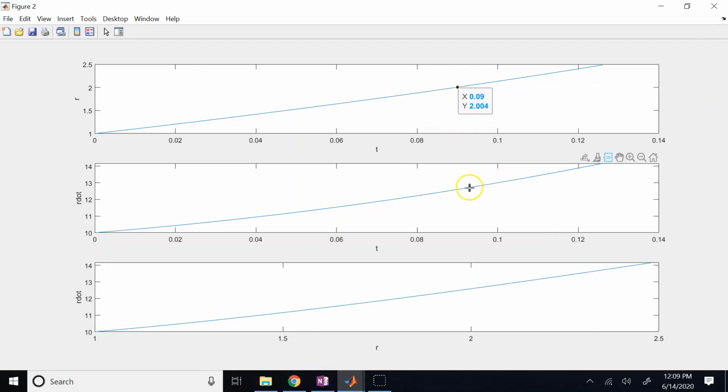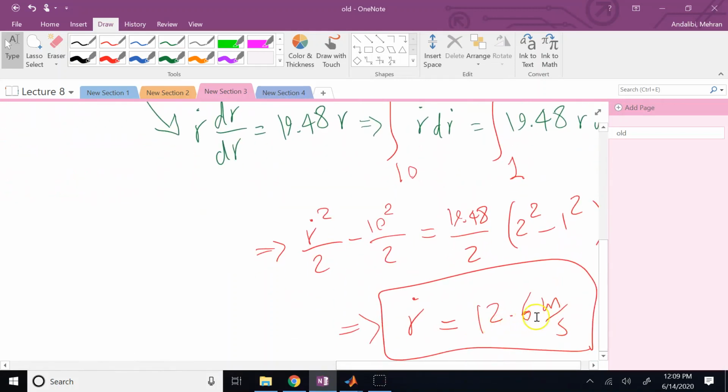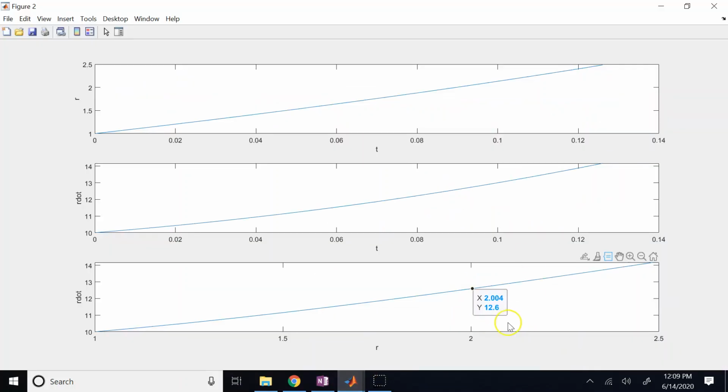And then if I use the same data tip and now click on the R dot plot, by the way, this is R versus R dot. If you want, you can use this bottom one. But I'm just showing you both ways. You click here at the exact same thing and you see you're roughly at 12.6. You can do the same thing here. You click roughly at 2, if you can get R very close to 2, which is here, roughly. You see your R dot should be 12.6, which is very close to what we found here. Yes? So it is giving you the correct result. So these are the plots if you want to see them.